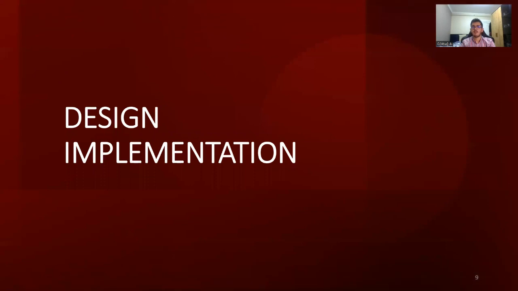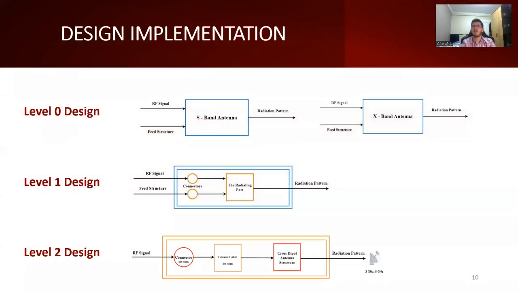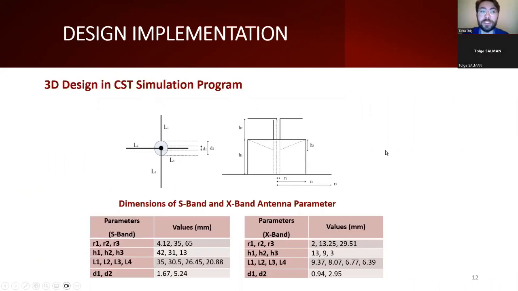Then, the design implementation part. In the design implementation section, I would like to talk about level 0, 1, and 2 design. From level 0 to level 2, our design becomes more complex. Commonly, we see RF signal and beat structure at the input side and the radiation pattern at the output side. We designed the antennas in the CST simulation program in our project. The dimensions of the antenna are shown on the slide.